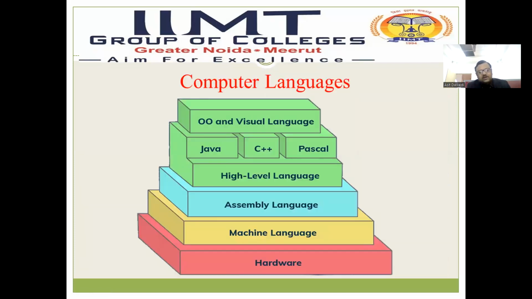Now, computer languages. There are three types of languages in computer. First one, there is hardware, then machine language, then assembly language, then high-level language. High-level languages are Java, C++, Pascal, etc. Machine language directly interacts with hardware. Assembly language and high-level language do not interact with hardware directly.